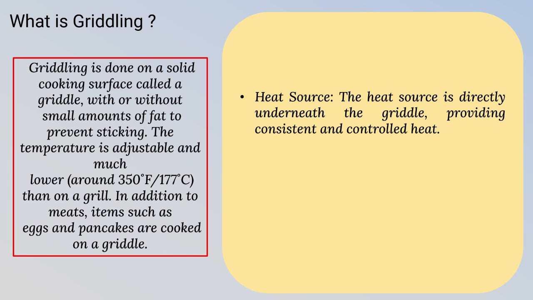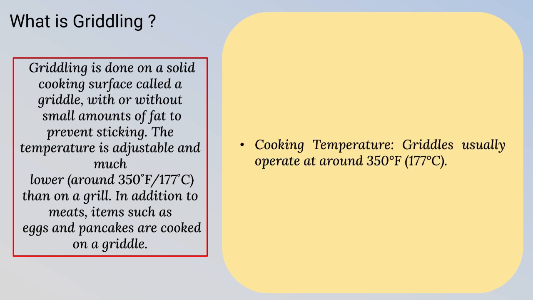Now the heat source. The heat source is directly underneath the griddle, providing consistent and controlled heat. In case of a broiler, the heat source was from the top. In case of a griddle, the heat source is from the bottom, just below the griddle. Cooking temperature, already mentioned: 350 degrees Fahrenheit maximum, not beyond that.